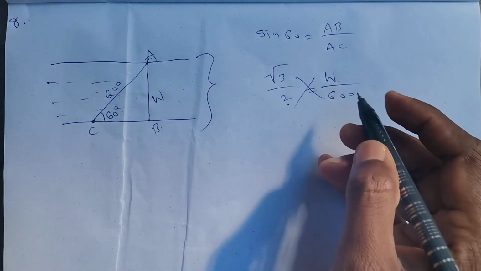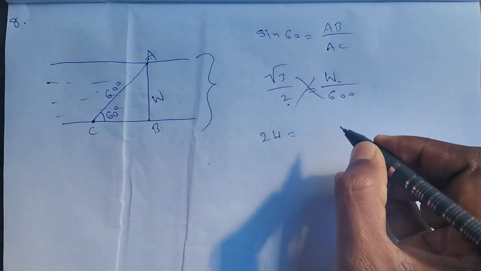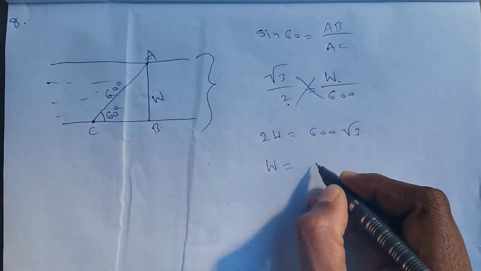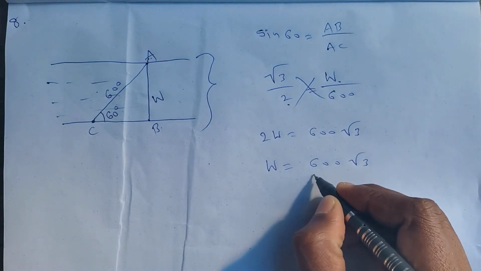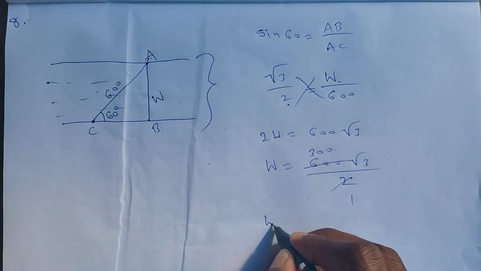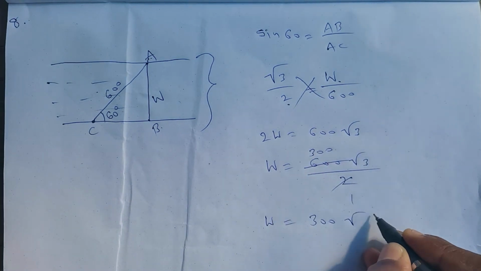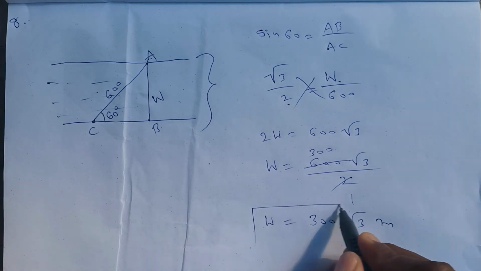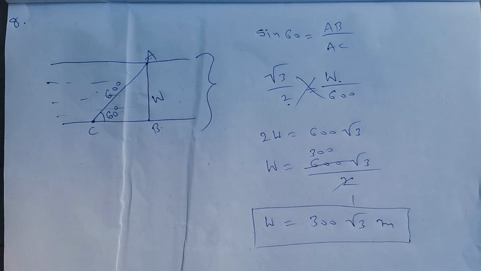If you do cross multiplication, 2 into W, 2W is equal to 600 root 3. We want width, so W is equal to 600 root 3 divided by 2. 2 ones are 2, 300s are. So the width of the river is equal to 300 root 3, and the measurements are in meters. Width of the river is 300 into root 3 meters. If we are able to draw the figure correctly, obviously we will get the answer, no doubt at all.